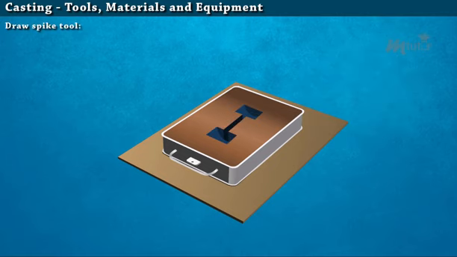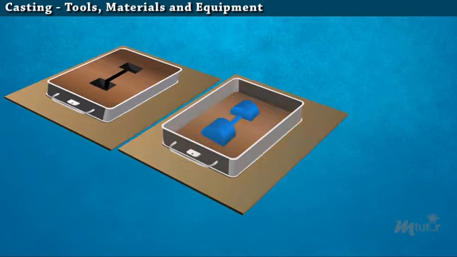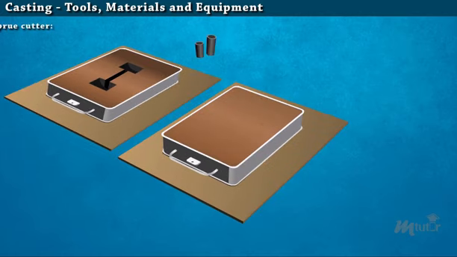Draw spike tool. It is used to remove the pattern from the mold. Vent wire. Vent wire is used to make small holes in the sand mold for routing of gases from the cavity. Sprue cutter. It is in the form of a tapered tube which is inserted in the sand to produce the hole after ramming the mold. This facilitates the pouring of molten metal.